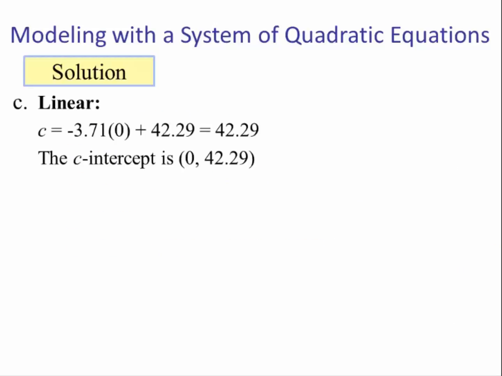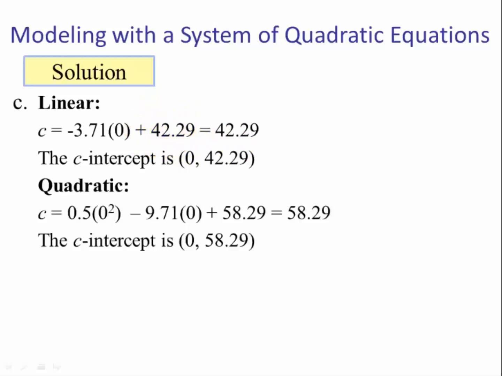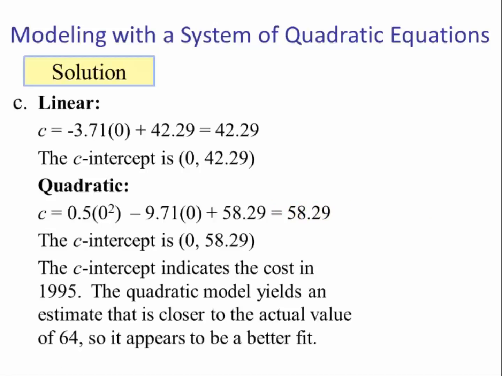Part C. For the linear model, for the c-intercept, we let t be 0 and solve for c, and we see that the intercept is 42.29, the same value as b, the y-intercept. For the quadratic, do the same thing, substitute 0 for t, and we see that the y-intercept is 58.29, and this is the value of c. So which one's better? The c-intercept indicates the cost in the year 1995. The quadratic model yields an estimate that is closer to the actual value of 64, so it appears to be a better fit.